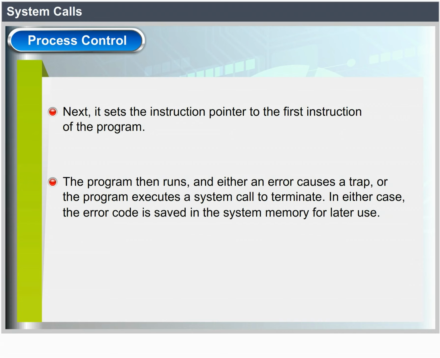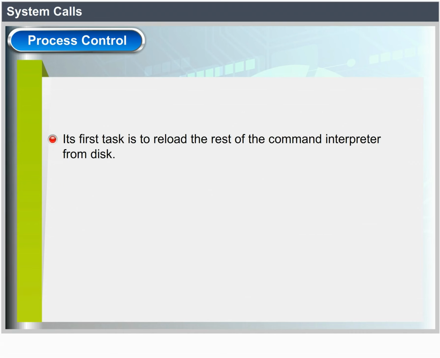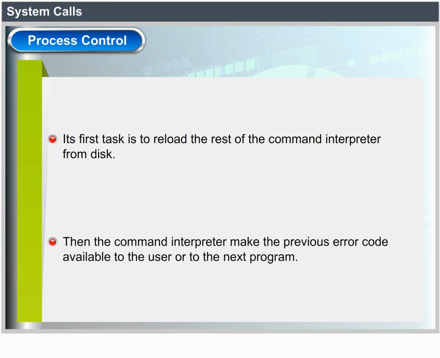Following this action, the small portion of the command interpreter that was not overwritten resumes execution. Its first task is to reload the rest of the command interpreter from disk. Then the command interpreter makes the previous error code available to the user or to the next program.